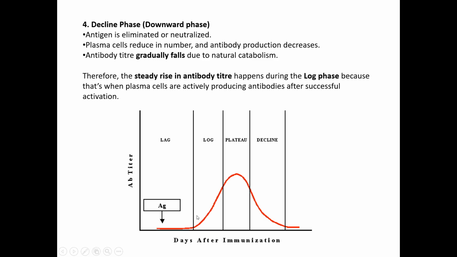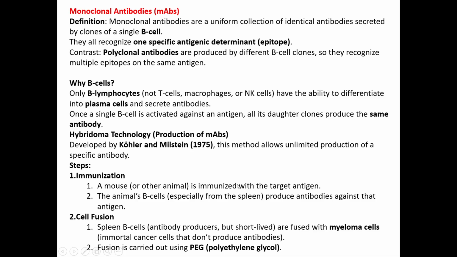So you can see here, this is the lag phase, this is the log or exponential phase, and then you have a plateau phase where it will be more or less the same, and then there is a decline phase. So this is the initial exposure phase, this is the antibody production phase, and this is where both production and depletion are in a balance. And then once the antigen is eliminated from the system, the antibodies also start to decline. The steady rise in the antibody titer happens during the log phase because that's when the plasma cells are actively producing the antibodies after successful activation. So this was about the antibody titer.